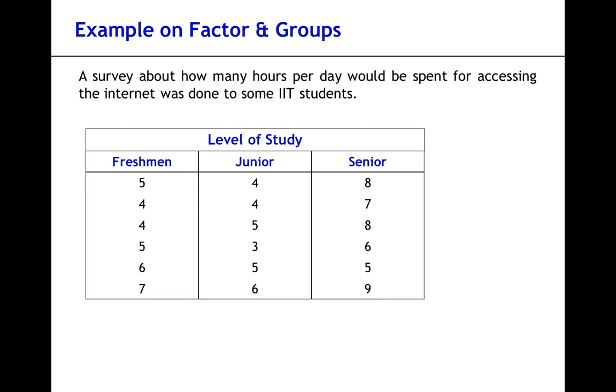In our earlier example, we have identified the factor as the level of studies. Within this factor, the students are categorized into 3 groups, namely freshmen, juniors, and seniors.